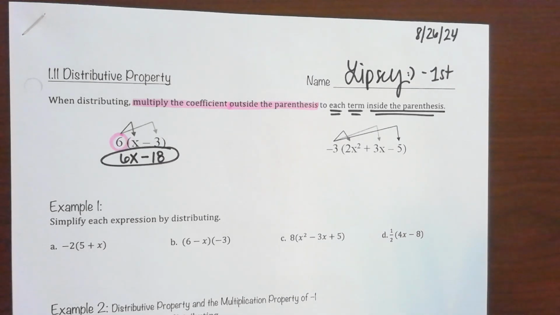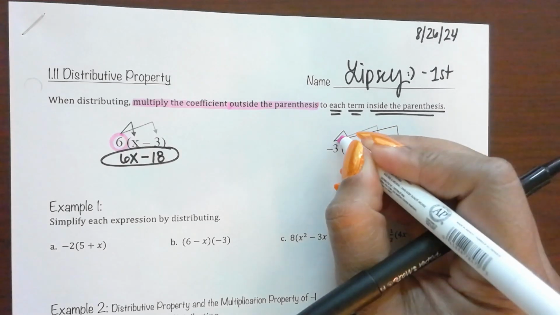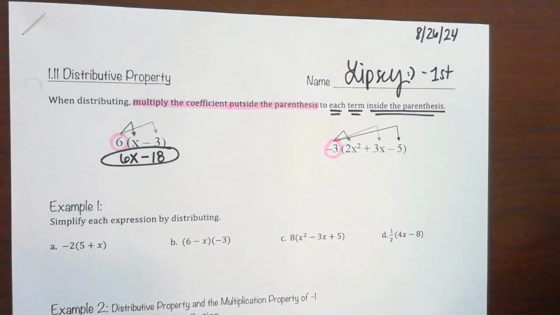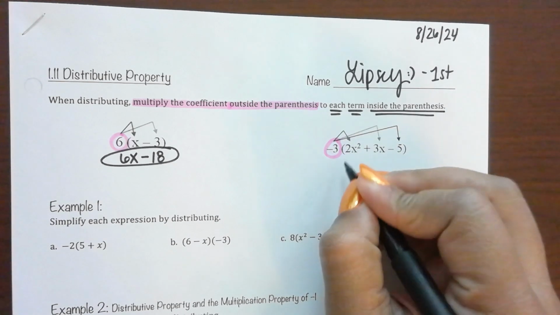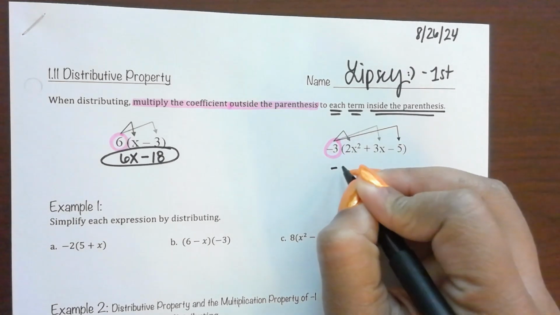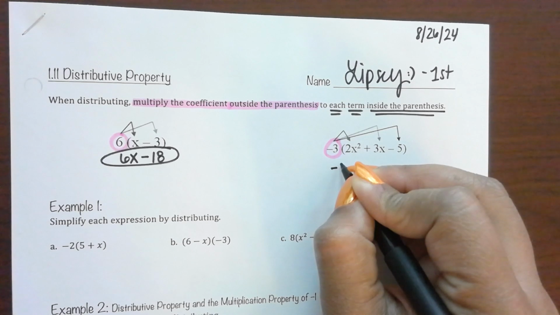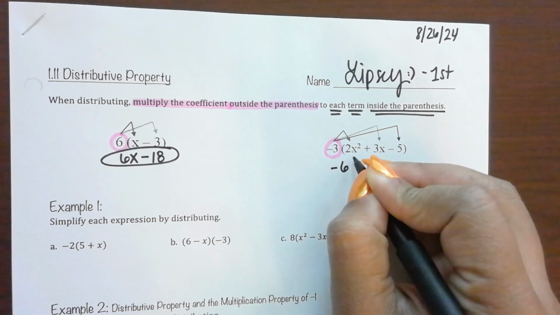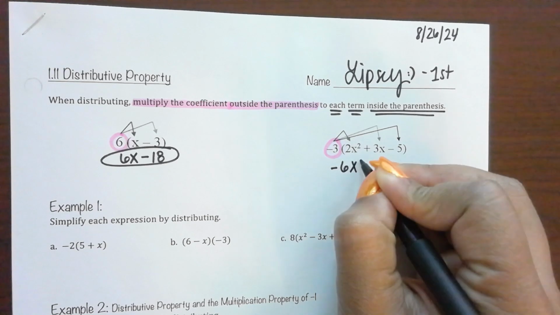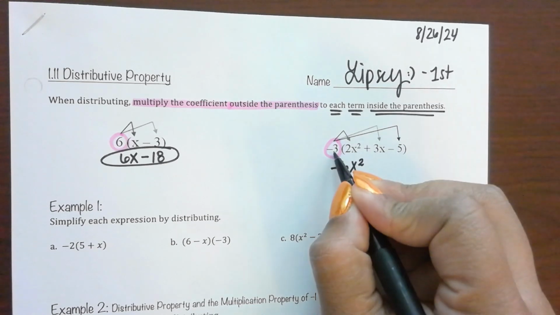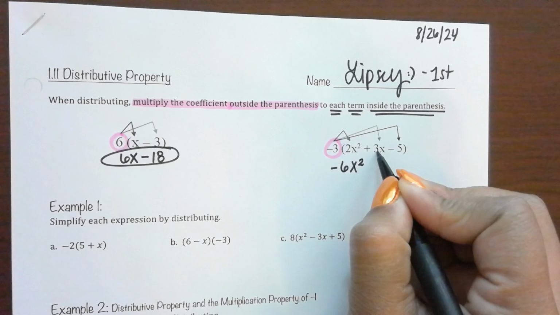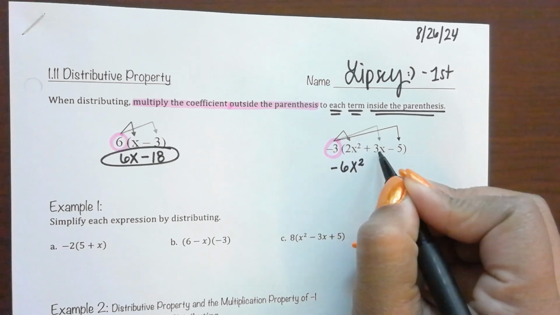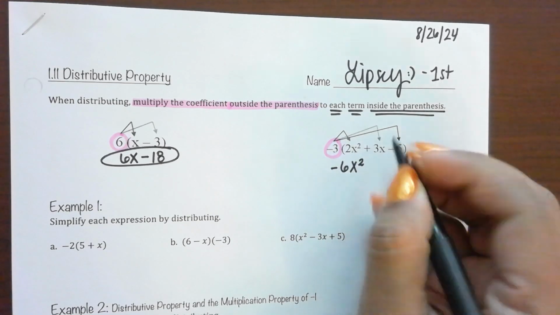If you don't remember that, those are your notes from Thursday and Friday of last week. It should be 1.9 and 1.10. Any questions? What is the number outside of this parentheses? Negative 3. So, what's negative 3 times 2? Negative 6. Negative 6 what? X squared. What's being multiplied next? Negative 3 times 3x.